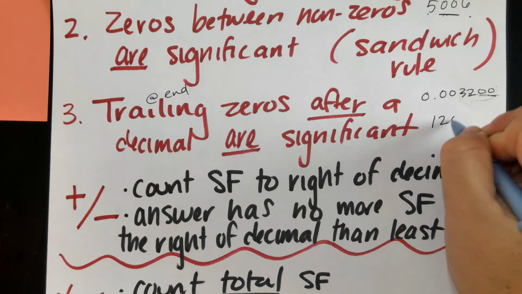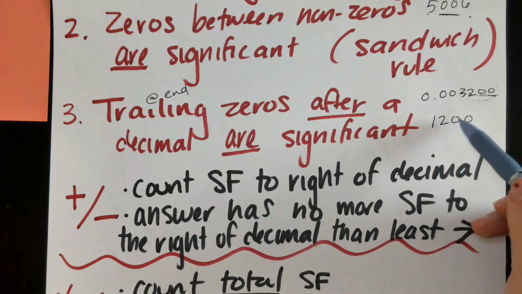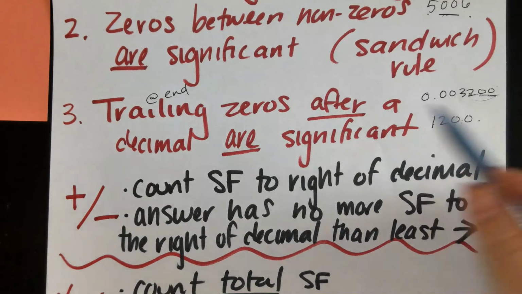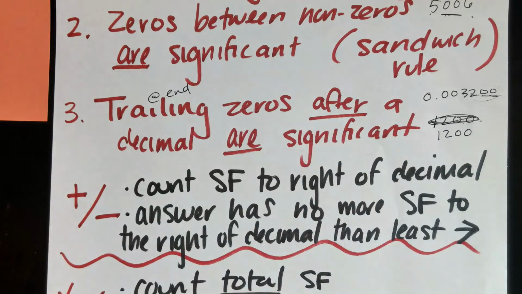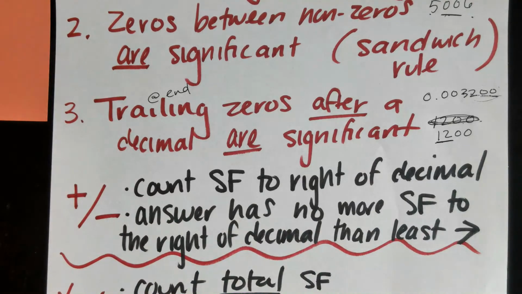A lot of people will confuse this. They'll see something like this, 1200, 1, 2, 0, 0, and they'll say, well, these are trailing zeros. Let me fix this because it looks like I put a decimal there. They'll say 1200, but there's no decimal point. Nothing is holding those zeros in, so you only have 2 total sig figs in this number.